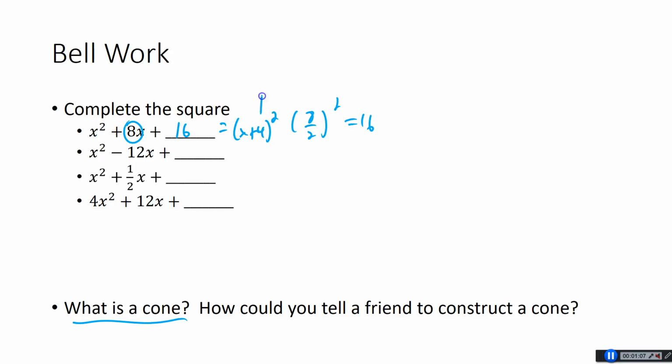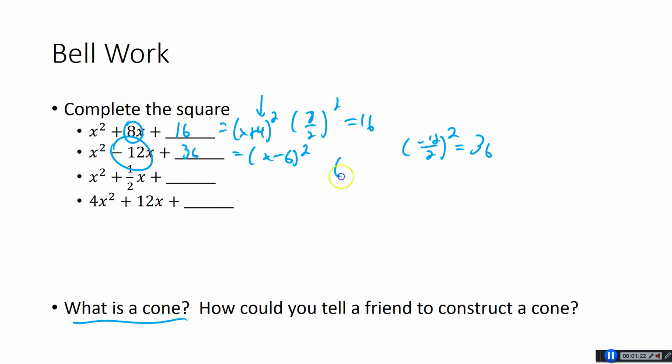It should be half of this term right there, right? So the next one, negative 12 divided by 2 squared. That's negative 6 squared is 36, so we add 36. And the factoring of that would be x minus 6 squared. Again, just half of this term. That's all there is to it.